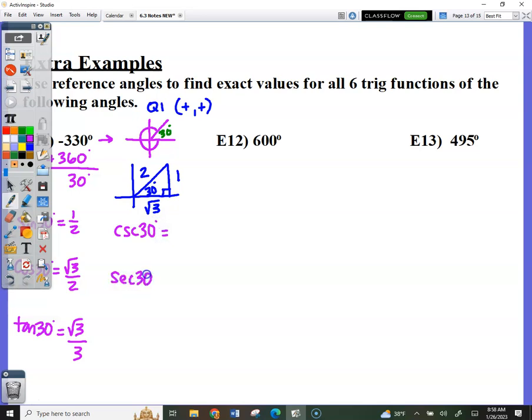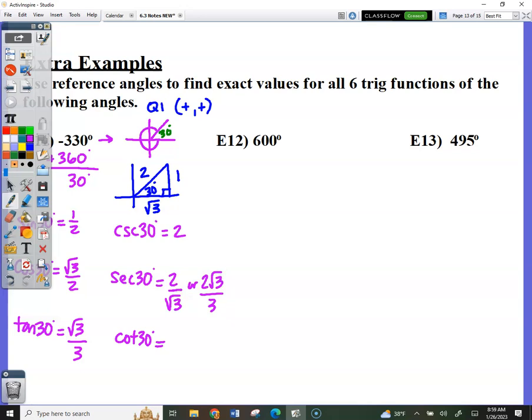Secant. Cotan. Alright, so cosecant would be 2. Secant would be 2 over root 3. So rationalized. Did you get that?